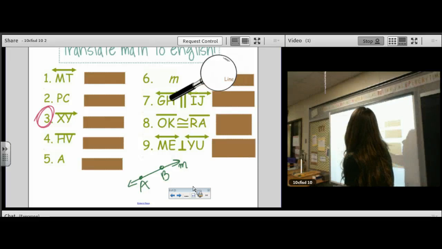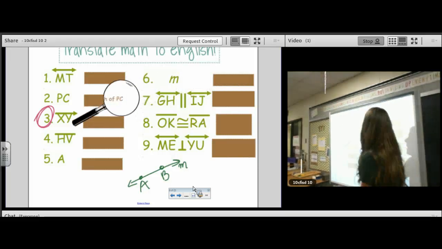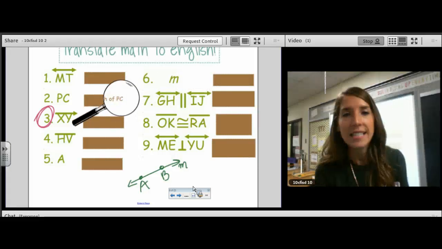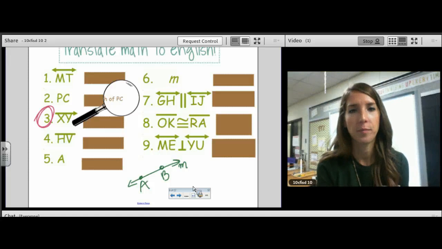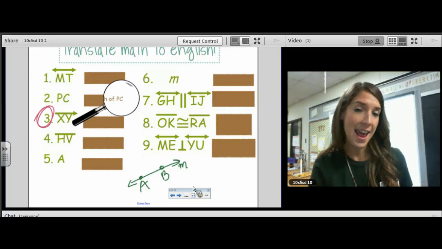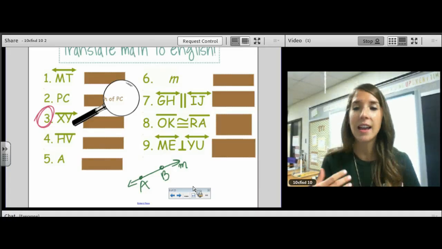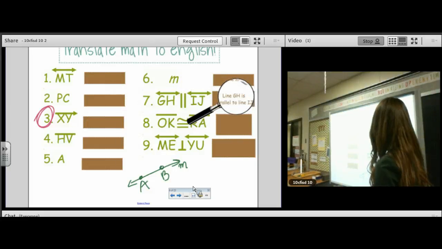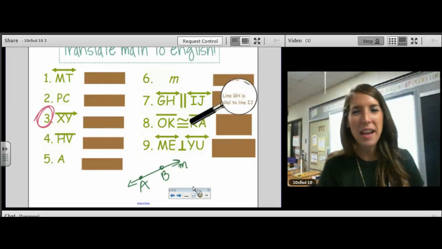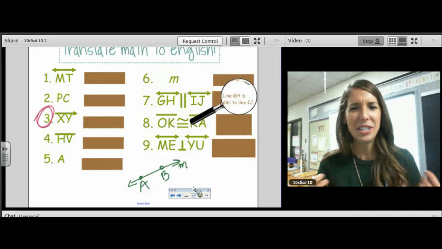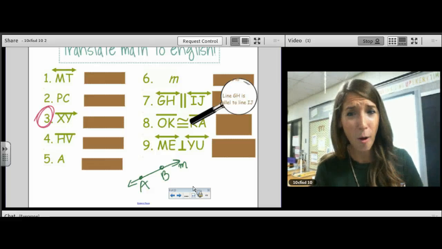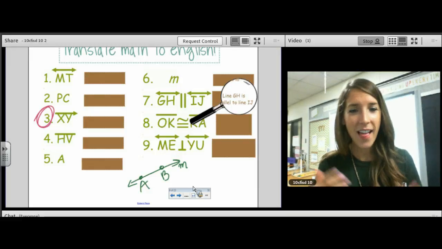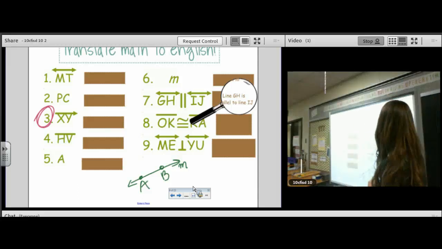All right. Number 7, that's a whole sentence. Say that sentence to your neighbor. Hopefully you said line GH is parallel to line IJ. Isn't that so cool that in math we get to be lazy and we get to just use symbols instead of actually writing out all those words every time? I love math.